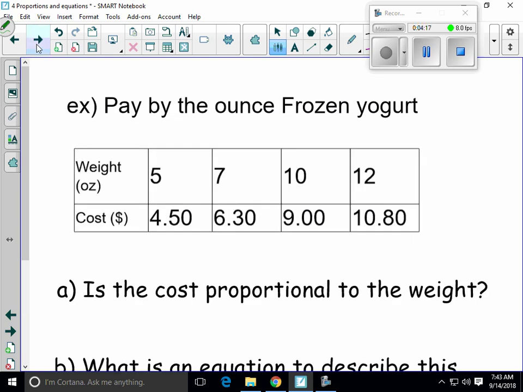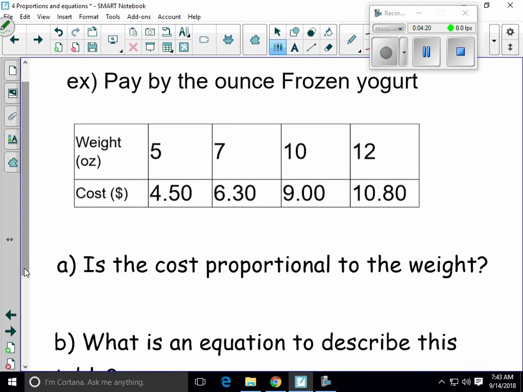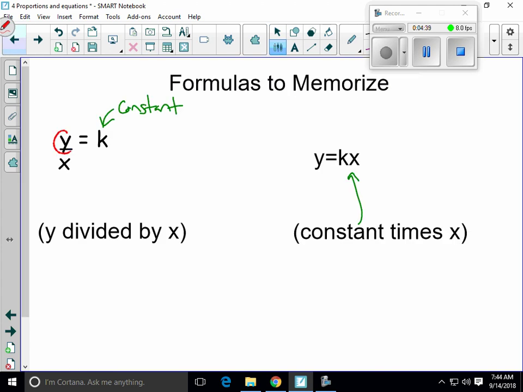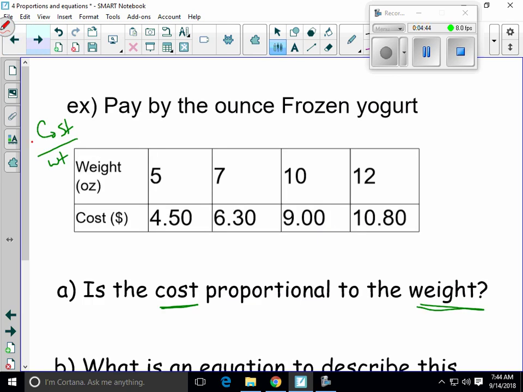All right, so let's look at a couple of examples with tables. So pay by the ounce frozen yogurt. We're comparing the cost to the weight. I always make a little key, cost to the weight. And we'll look back at those formulas again. The numerator was the y, and the denominator was the x. So when I make that key, the cost is going to be the y values, the weight is going to be the x values. So cost is y, weight is x.